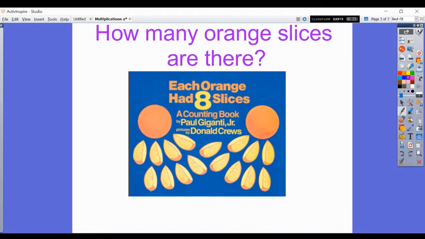So now that we've talked about the vocabulary, we're going to look at some examples where we look at pictures and figure out what multiplication sentence they are representing. Here we have the cover of a book, and I see two oranges. Each one has 1, 2, 3, 4, 5, 6, 7, 8, and then 1, 2, 3, 4, 5, 6, 7, 8. So they both have an equal amount of 8 slices. So the book cover is representing 2 times 8.